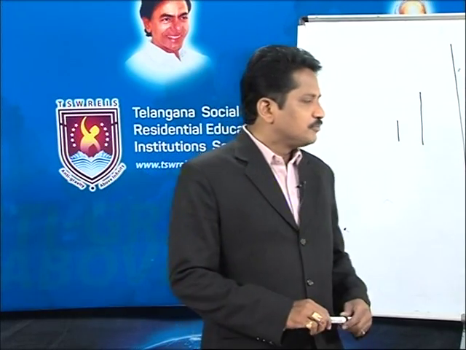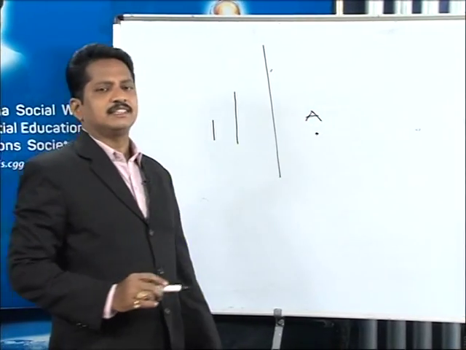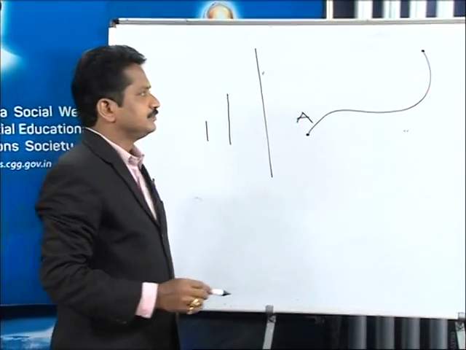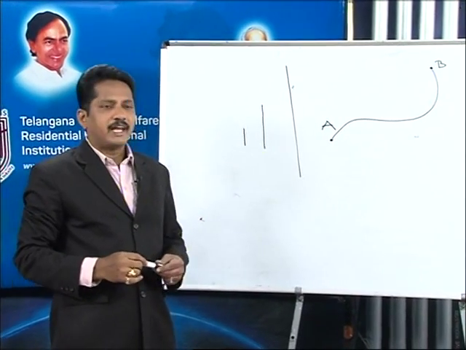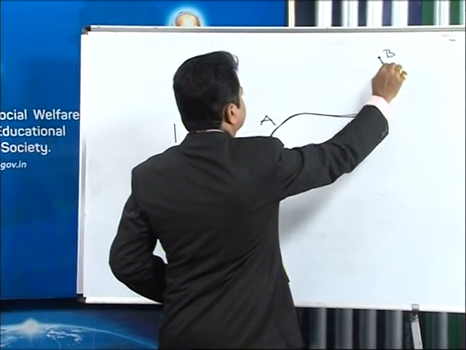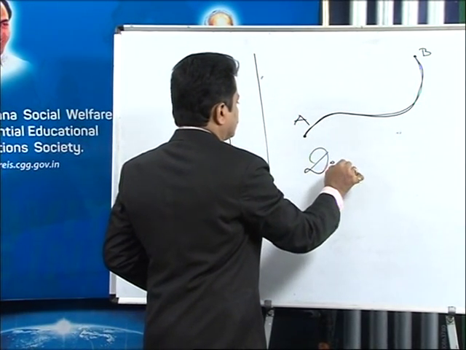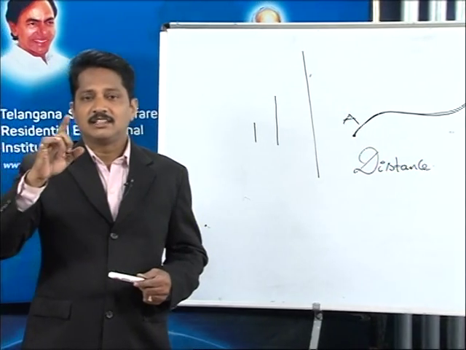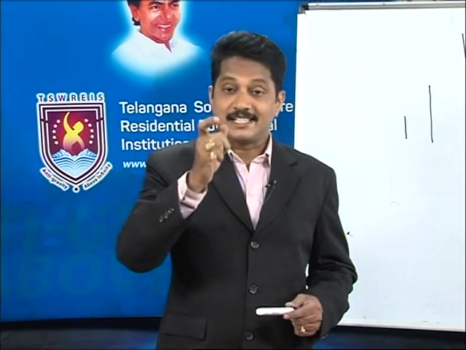Okay. For example, a point A is here, a person started here and moved in a curved path, and ended here, meaning he reached the destination B. Here, if you consider the total length of this curved path completely, we call this a distance. Only the length of the path, when you consider it, is called distance.